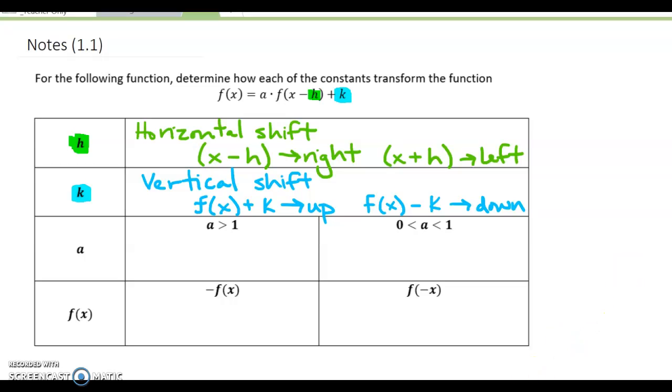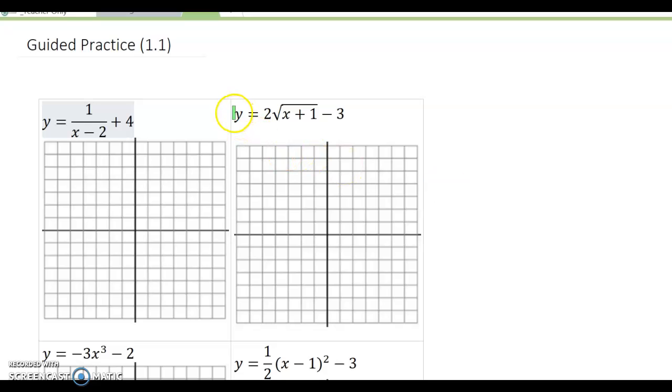I want to show us a quick example real fast. If we're looking at this square root function, we see that there's something happening underneath the radical with our x. It's x plus 1. That means that our graph is going to be shifted to the left by 1 unit. Same thing here with the first function we talked about, this rational function. There's something being added or subtracted to the x. In this case, we have x minus 2. That means that our graph has been shifted to the right 2 units.